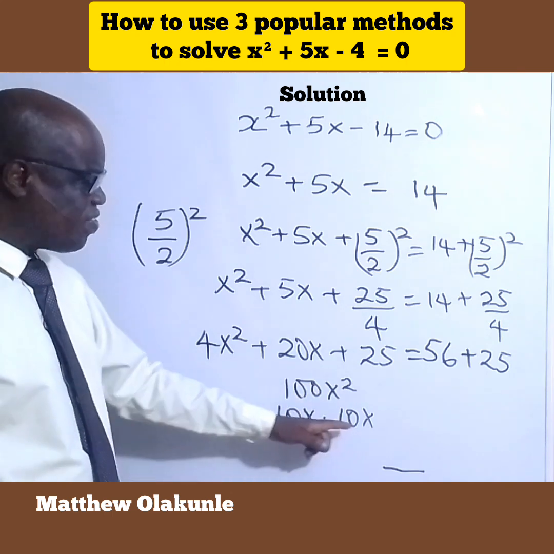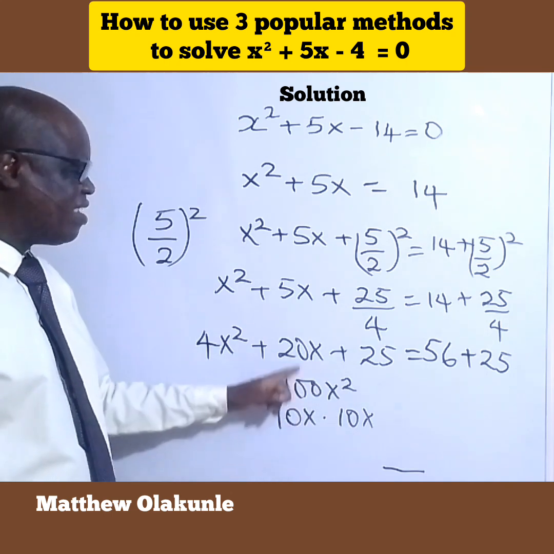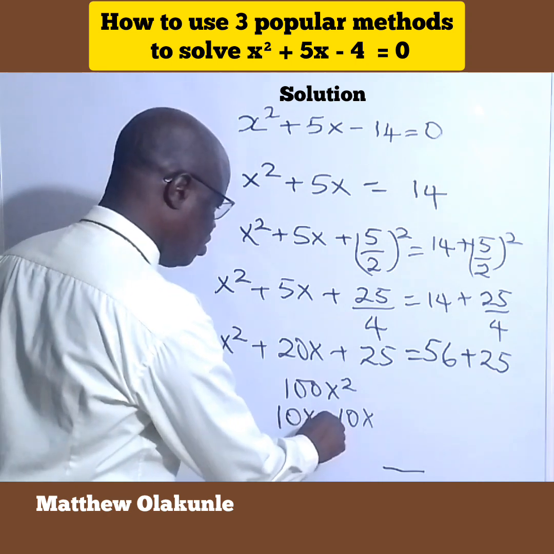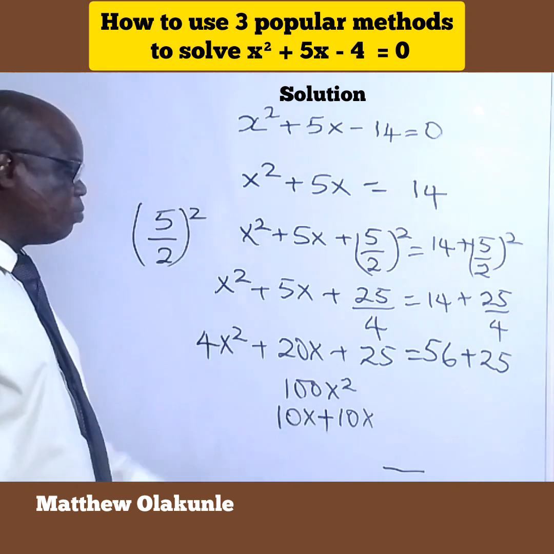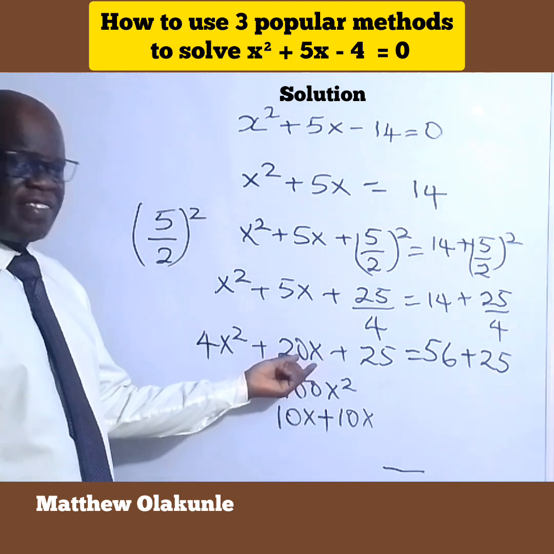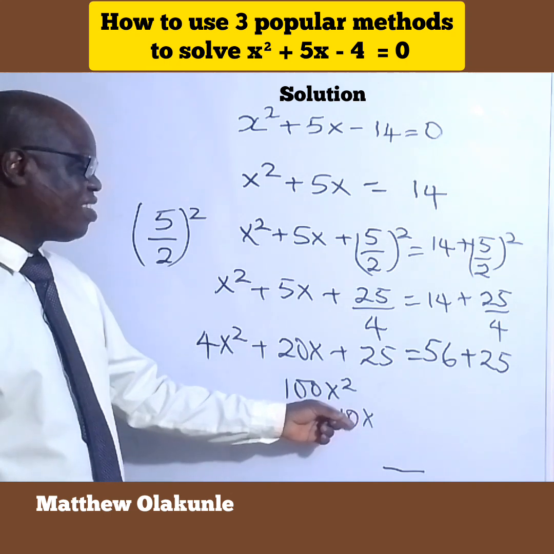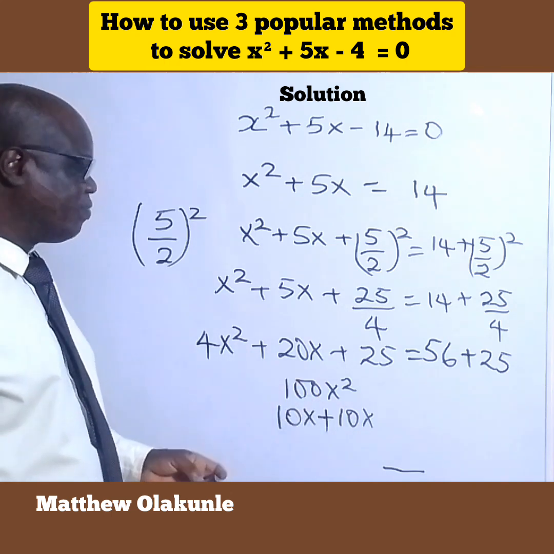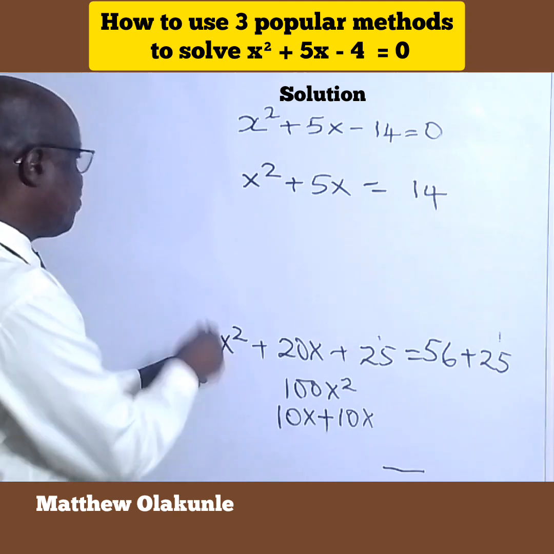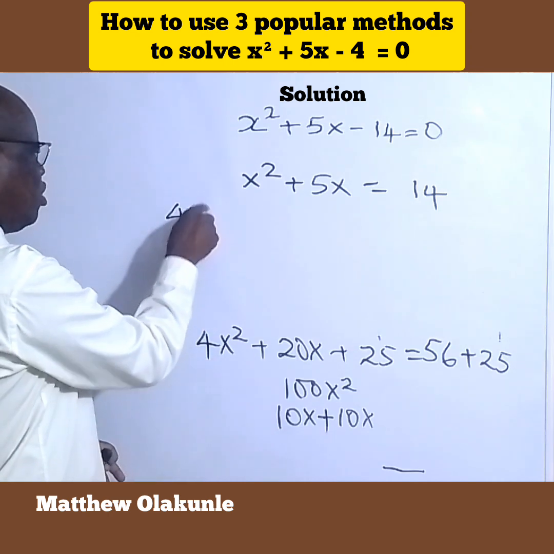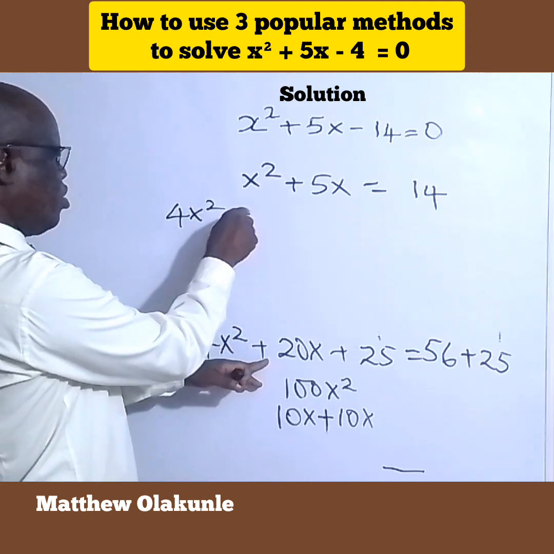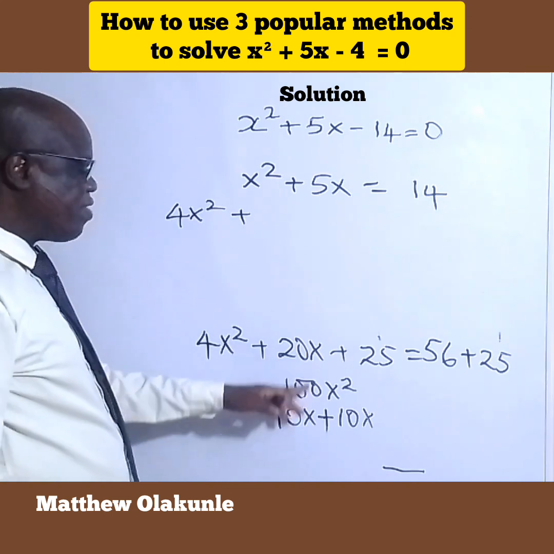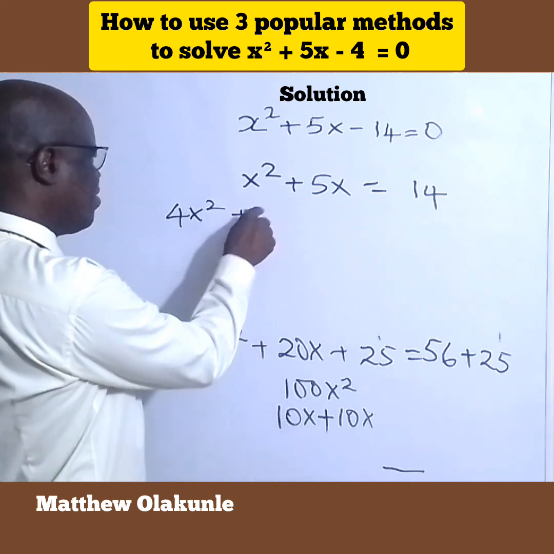Now what can you do to this? Just add this 10 and this 10, you get 20. So you can put it this way, which means you can replace this 20x by 10x plus 10x. So let's do that now. Here you have 4x squared plus, instead of writing 20x, you write 10x plus 10x.